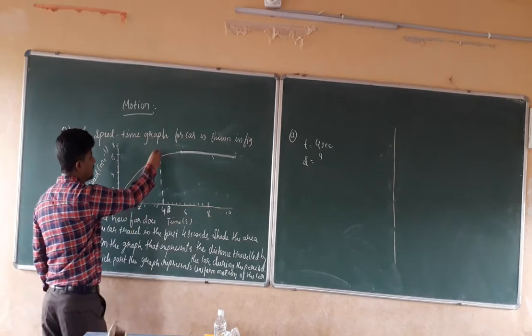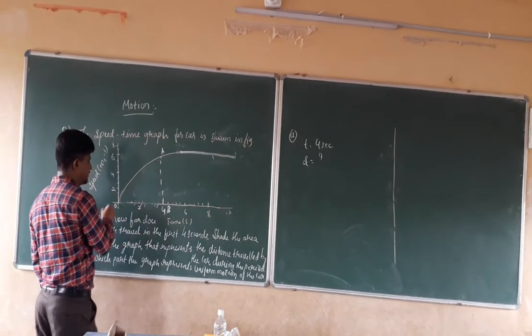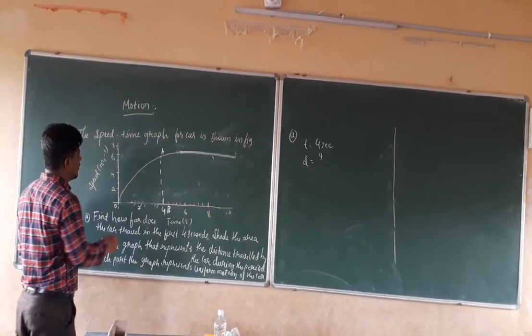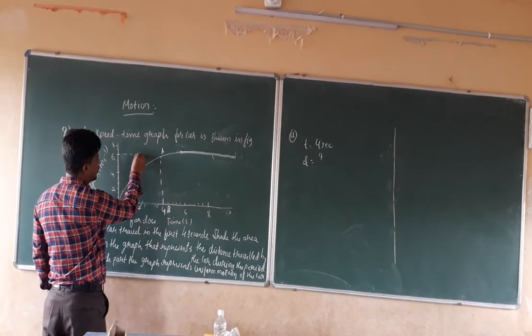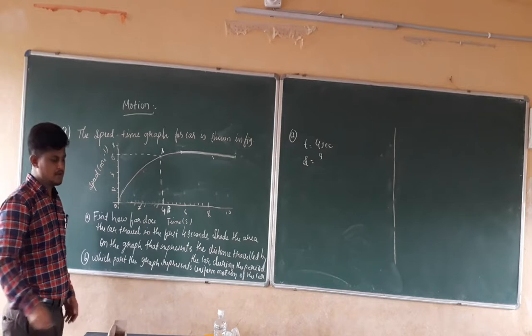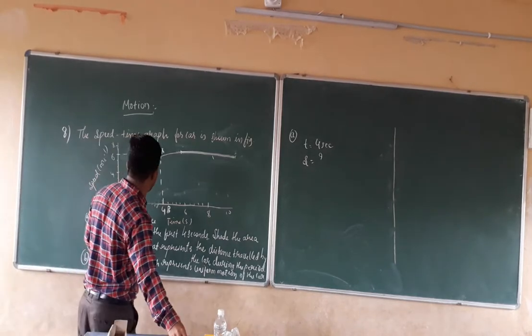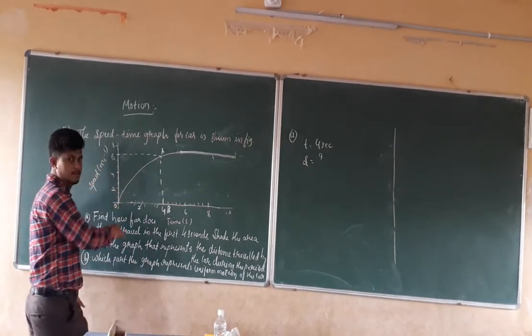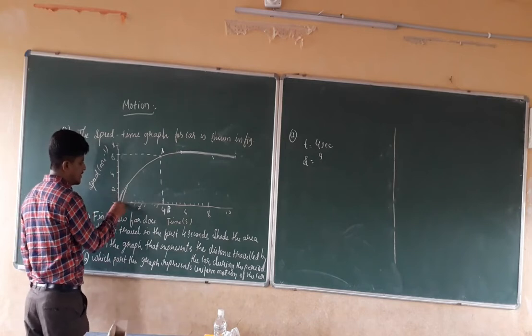Let this be point A, this be B, and this be O. What is the value at point A here? It is equal to 6 meters per second. To find the area, we have to shade this area. We have to find the area of OAB. For that, we are going to shade this.